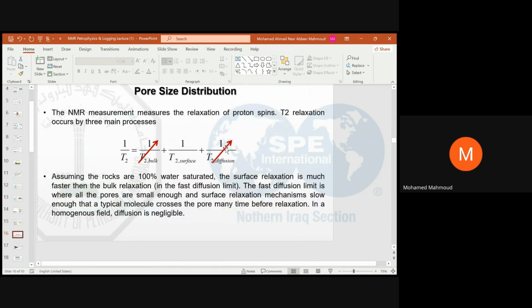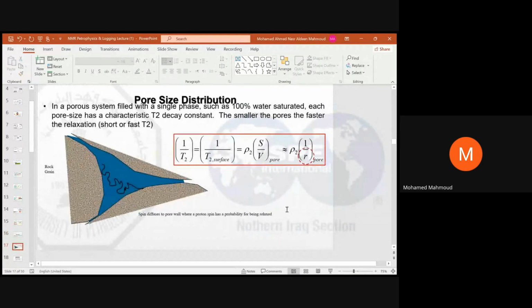Okay, so again, as I said, we usually go with the assumption that T2 has no diffusion effect, because that is only for viscous fluids. And this one, when we have magnetic field inhomogeneity, is not the case in most applications, so we cancel both. If we have rock saturated with 100% water, the only impacting component of T2 will be the surface relaxation time. And this example reflects the surface relaxation. So if you have a proton that spins and relaxes to the surface, this is the rock sample, and this is the water.